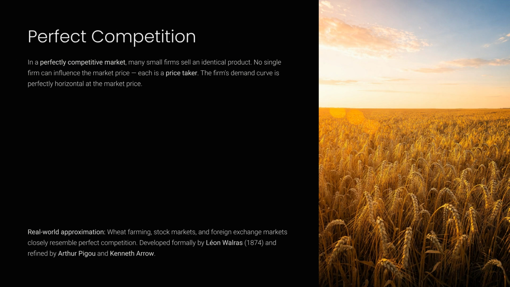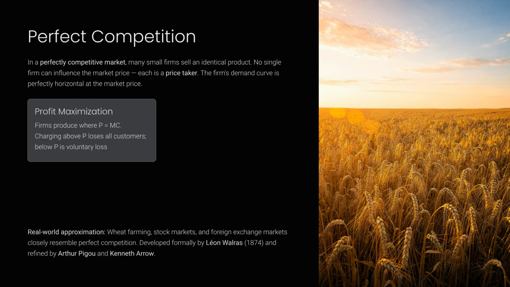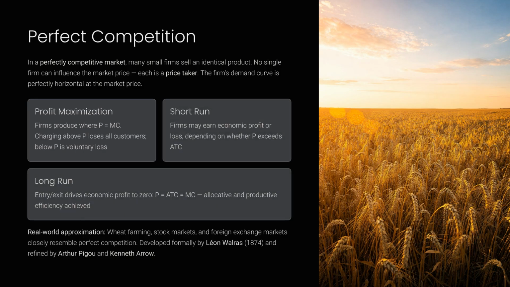Perfect competition features many firms selling identical products. Firms are price takers and maximize profit where P equals MC. In the long run, free entry and exit drive economic profit to zero, achieving both allocative and productive efficiency.